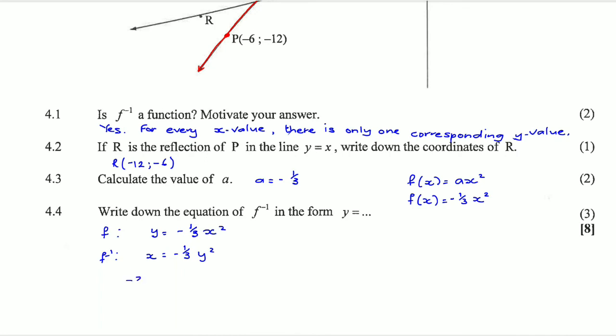So we have minus 3x is equal to y squared. So y will be equal to plus or minus the square root of minus 3x. And we're only interested in the minus value of y, so y is equal to minus the square root of minus 3x. And x is less than or equal to 0.